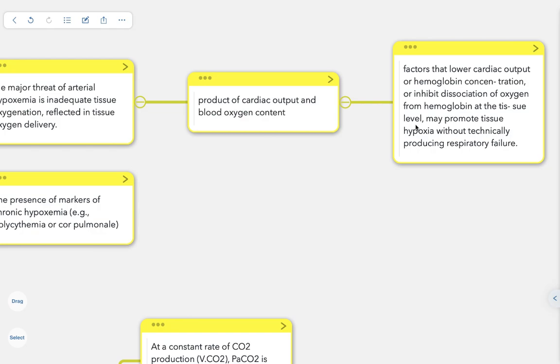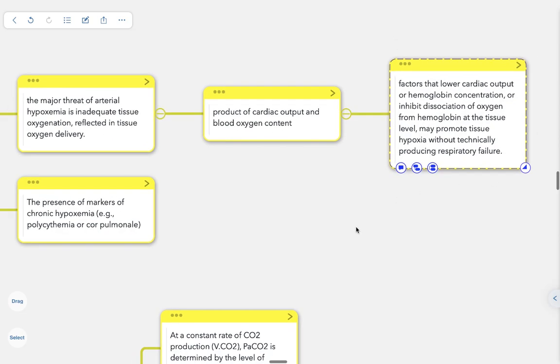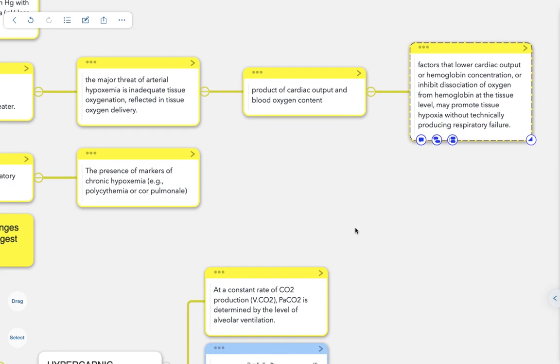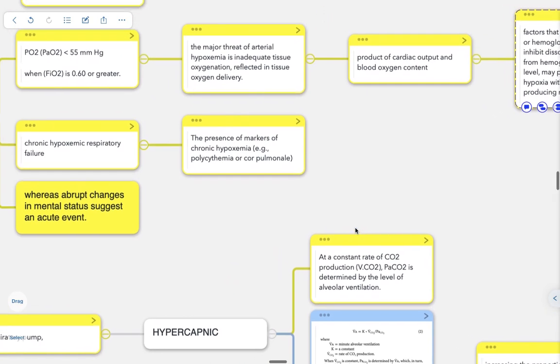By this, we can say that the factors that lower the cardiac output or the hemoglobin concentration, or anything that inhibits the dissociation of oxygen from hemoglobin at the tissue level, would promote tissue hypoxia without technically producing respiratory failure. So this patient might not have a respiratory failure, but since his cardiac output is low, or there is some problem with the hemoglobin, or hemoglobin is not able to dissociate from oxygen, that can lead to tissue hypoxemia, which may not present as a respiratory failure, right?